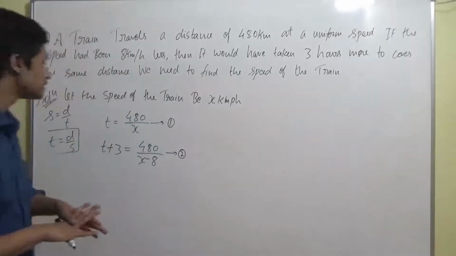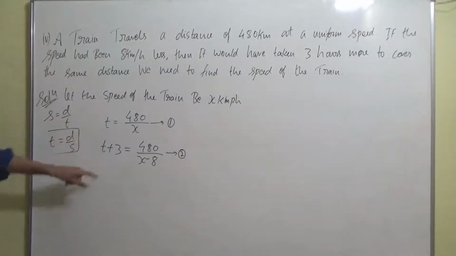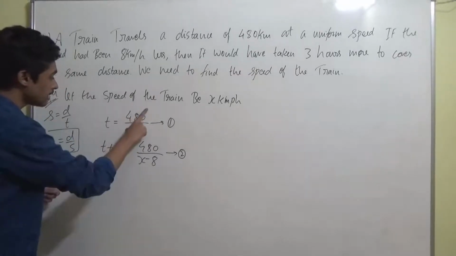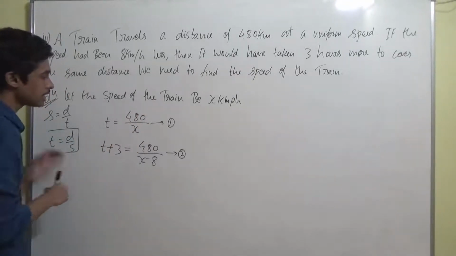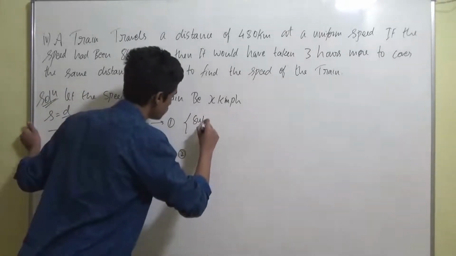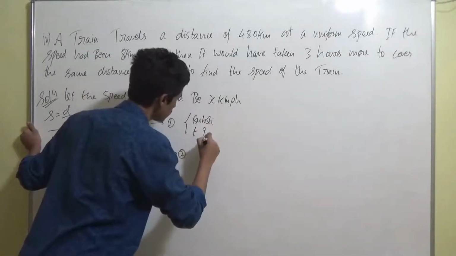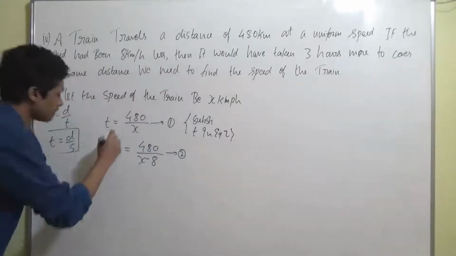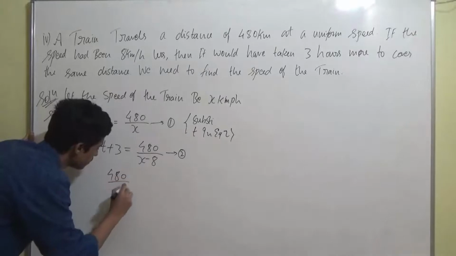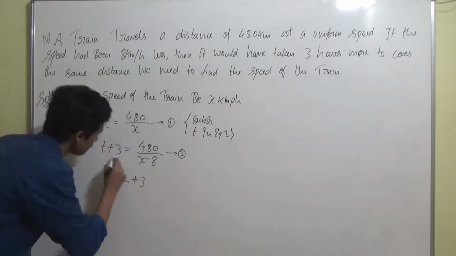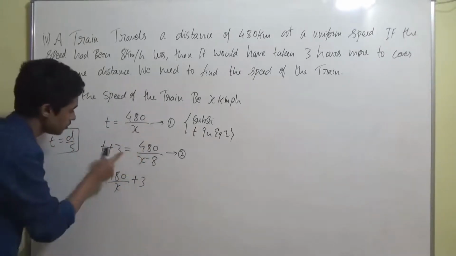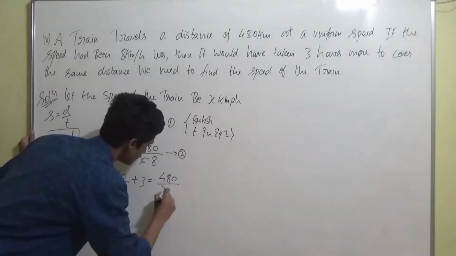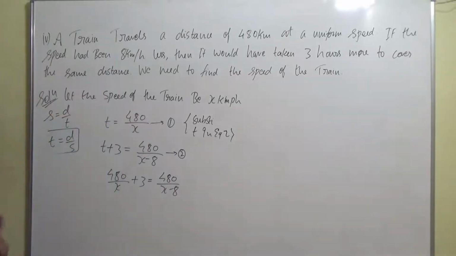Now what we'll do, we'll substitute equation 1 in equation 2. How? This is time, right? This entire quantity is t, so this entire quantity will replace here. Substituting t in equation 2, it will become 480 by x plus 3. In place of t we are putting this value here, equal to 480 by x minus 8. Getting it, guys? As simple as that.